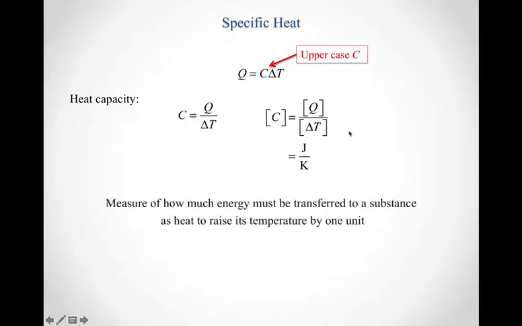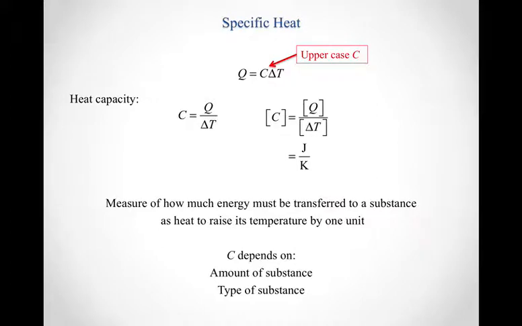Now what the heat capacity is, it's a measure of how much energy must be transferred to a substance to raise its temperature by 1 unit. Again, that's the proportionality constant. And it depends on two things. One, it depends on how much stuff do you have. What's the amount of your substance? And two, what type of substance is it? Different substances have different thermal properties. Even if you have the same amount of stuff, C will be different for different substances.